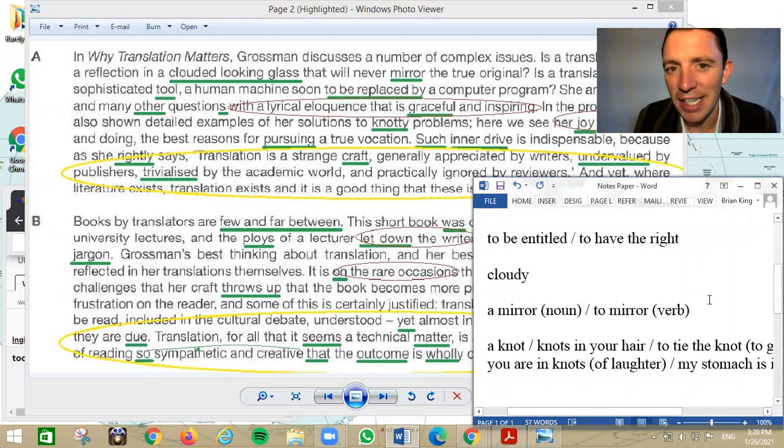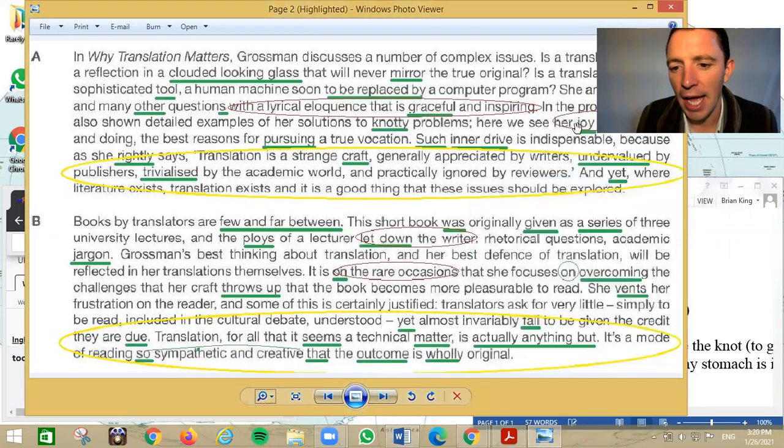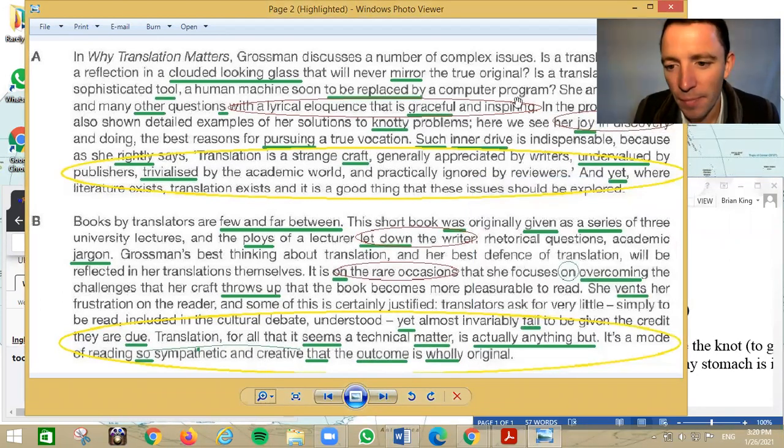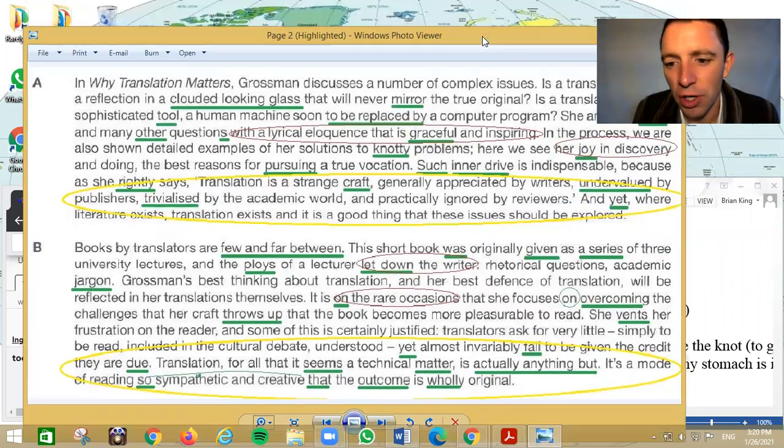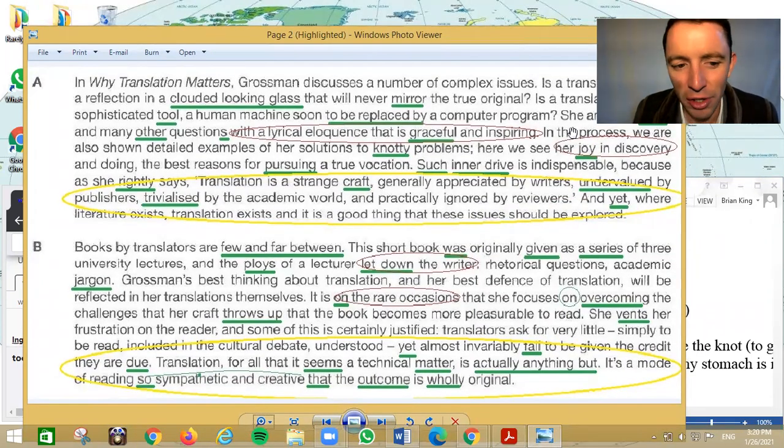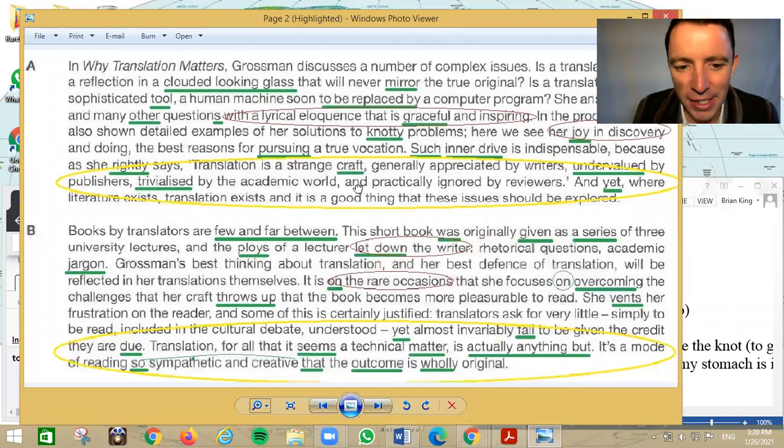So in this case, it's a little creative. She says the adjective knotty problems. So basically, it's complicated problems. Very, very difficult problems, very complicated, okay? Her joy, it's like her pleasure. So her joy in discovery, her pleasure, placer. Okay, so her joy in discovery, her pleasure, and doing the best reasons for pursuing.